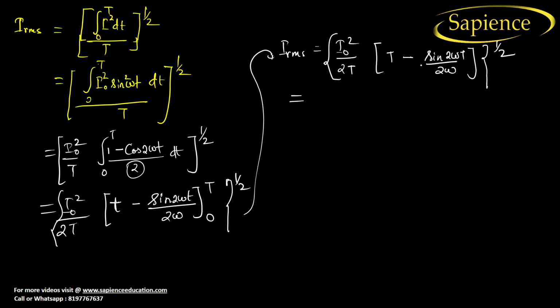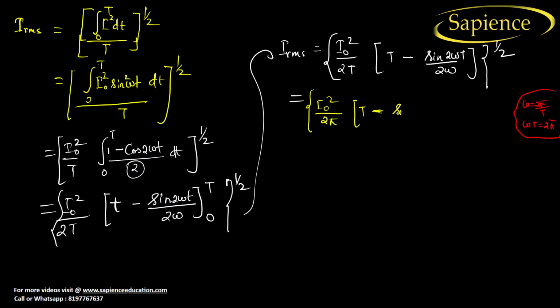Now we will get omega T. Just try to understand what is the value of omega T. As we know that omega is equal to 2 pi by T, so omega T can be written as 2 pi. So this thing you have to put here. Let us put the values. So here we will get I naught square by 2T into T minus sine omega T, where omega T is equal to 2 pi.